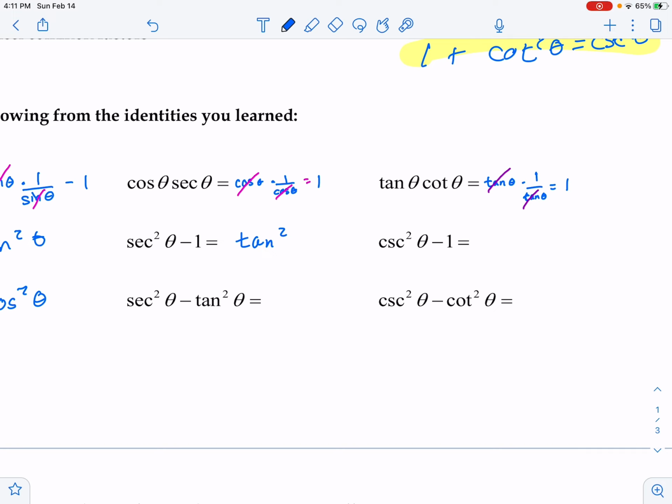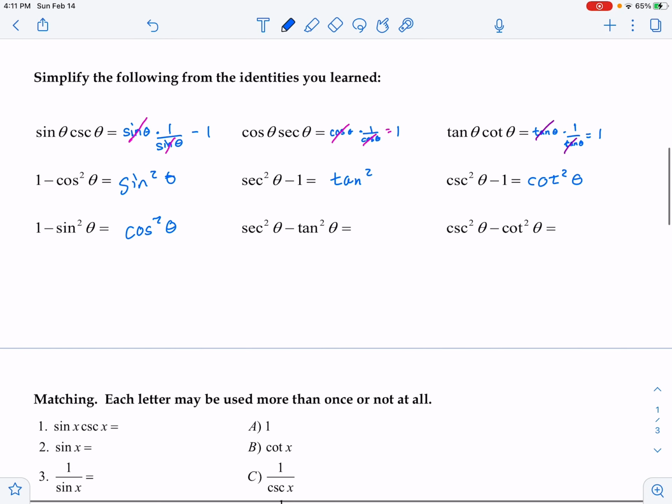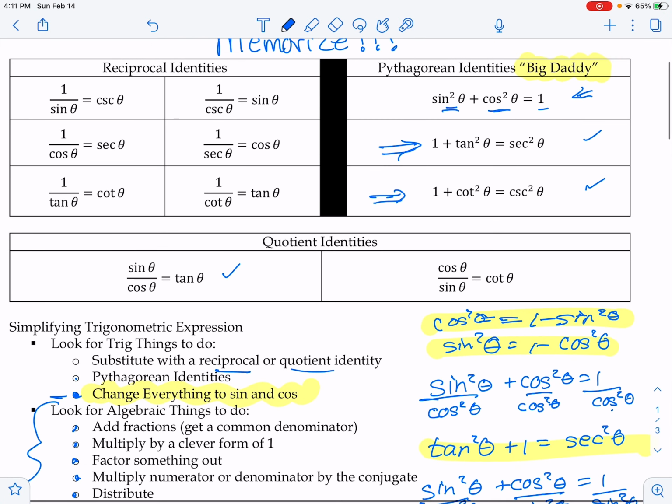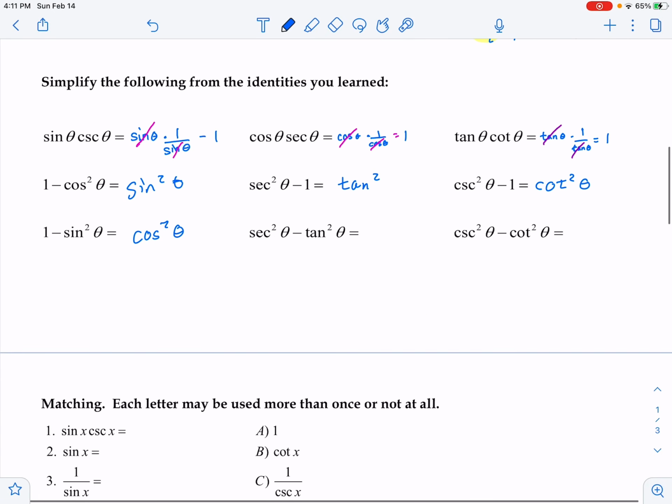Is this the cotangent squared? So what are these? Are the answers up here? Ooh, I don't know. Well, let's work one, okay?